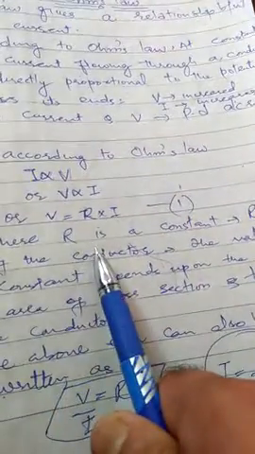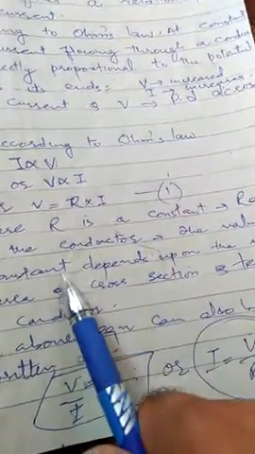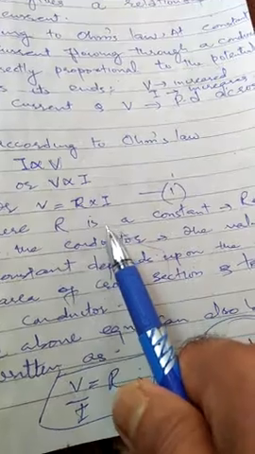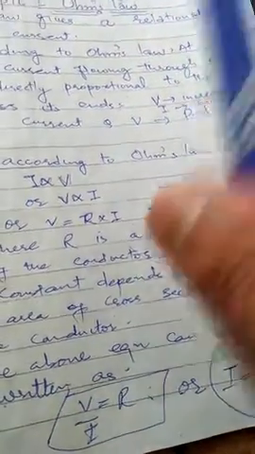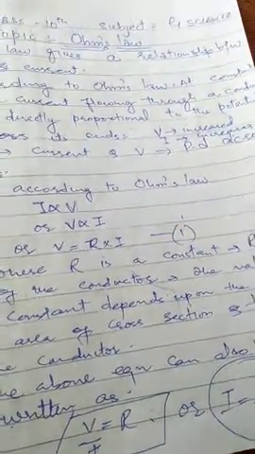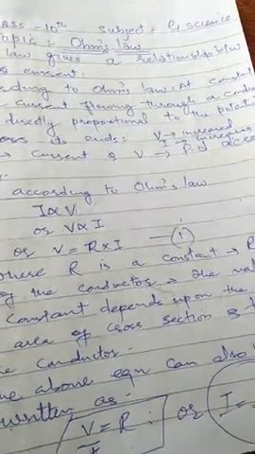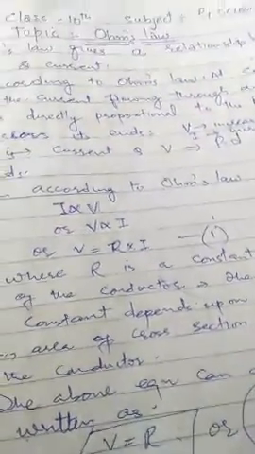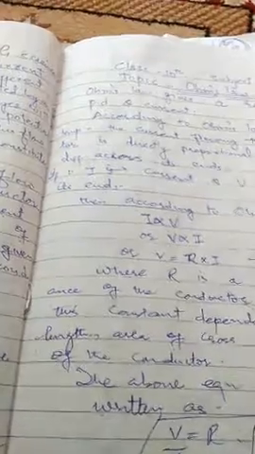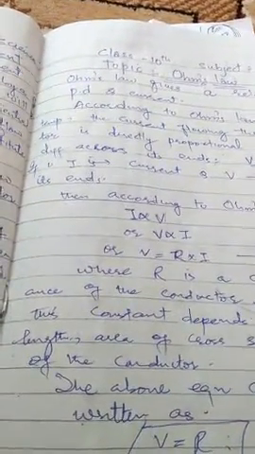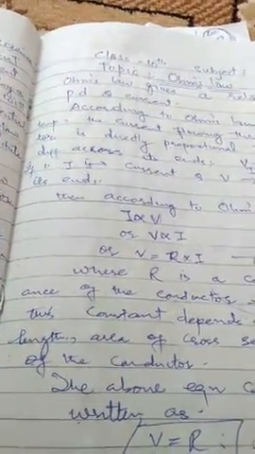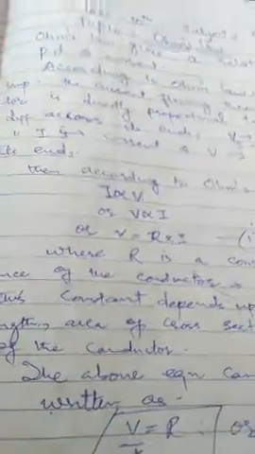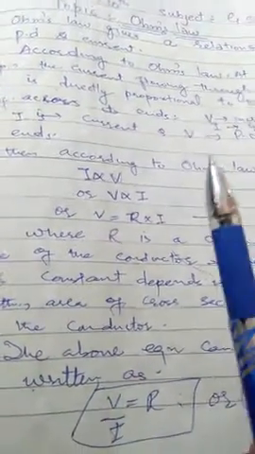The value of this resistance depends upon the nature of the material of the conductor. It depends upon the length, area of cross section or thickness of the conductor, and the temperature of the conductor. These factors affect the resistance of the conductor.